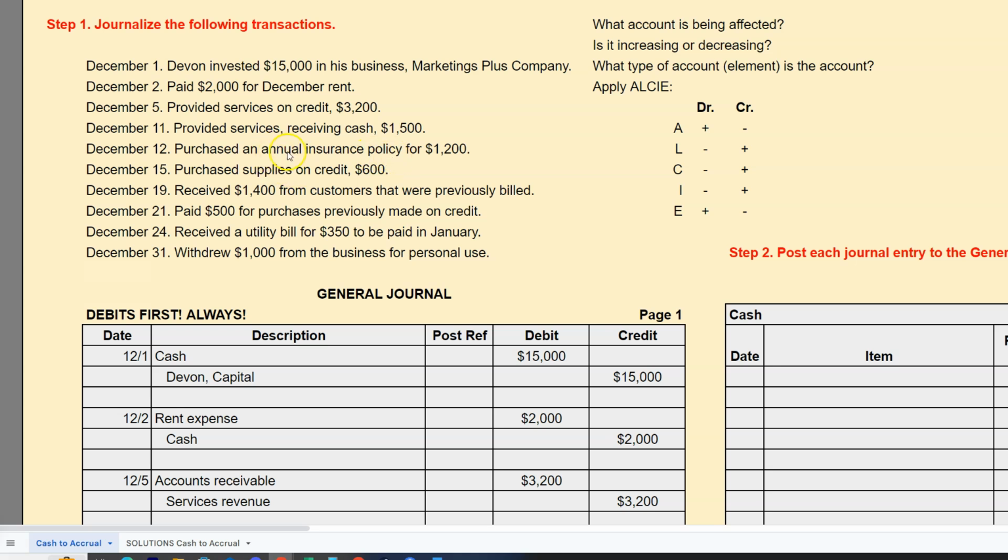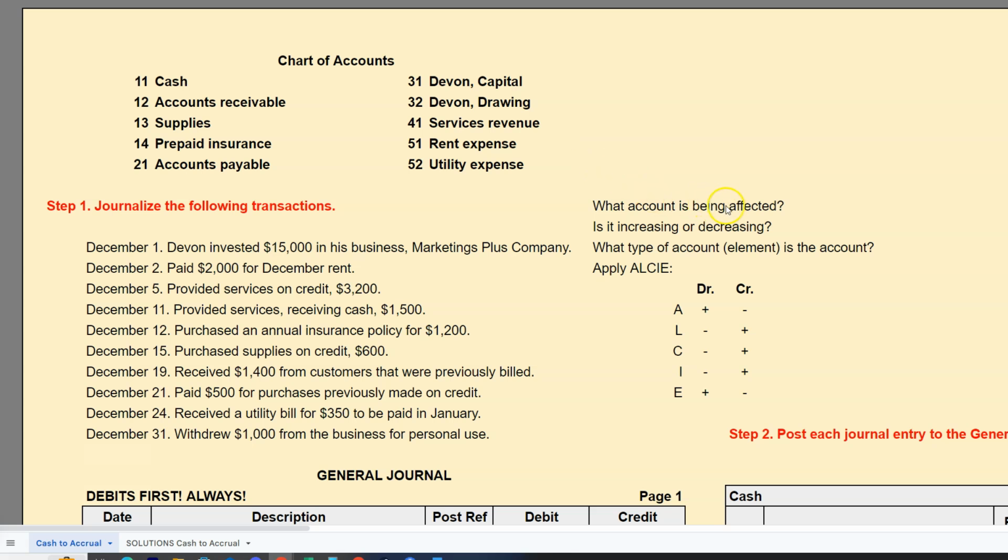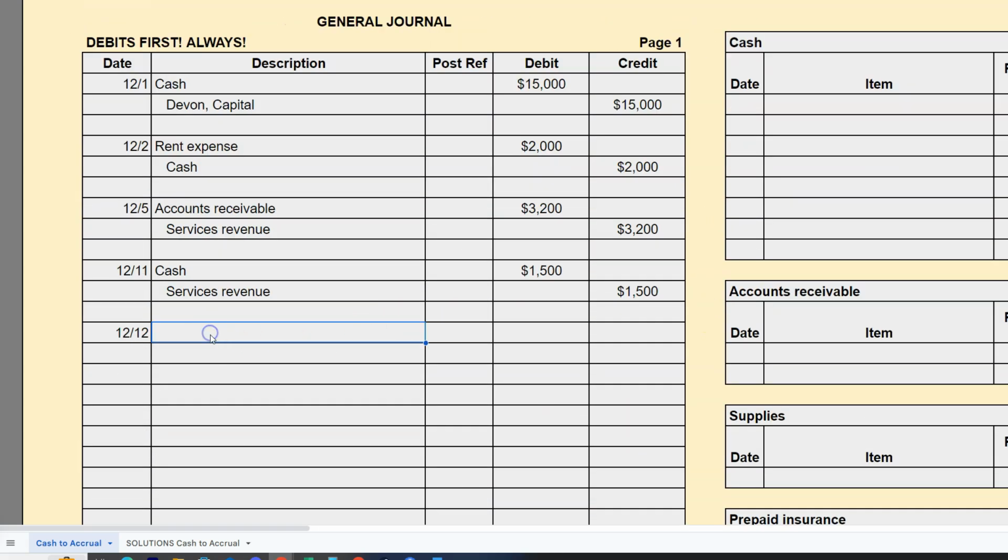So this is technically prepaid insurance, right? So let's analyze that part first. We are prepaying insurance for the year. So what account is being affected? Prepaid insurance. Is it increasing or decreasing? We purchased it, so it's going up, it's increasing. Prepaid insurance is an asset. It's a future economic benefit to us. So how do we record that assets are going up? We debit. So prepaid insurance.